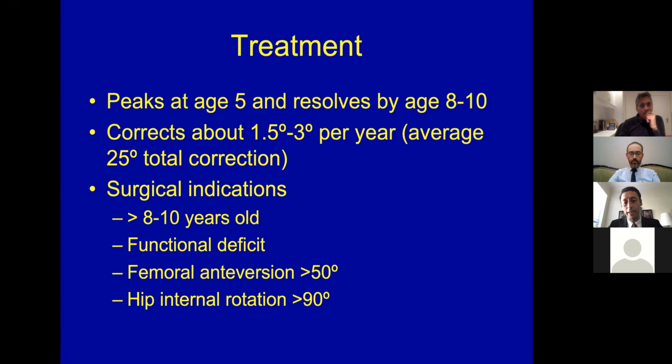If the kid is asymptomatic, has no problems, runs, is active, there is no indication for surgical intervention. So functional deficit: the patient has anterior knee pain, has limitation, or femoral anteversion over 50 degrees with marked deformities, or hip internal rotation over 90 degrees. And also, if you are not expecting that deformity to resolve spontaneously, we can address it, but we try to focus on the functional limitation as a primary indication for the surgery.